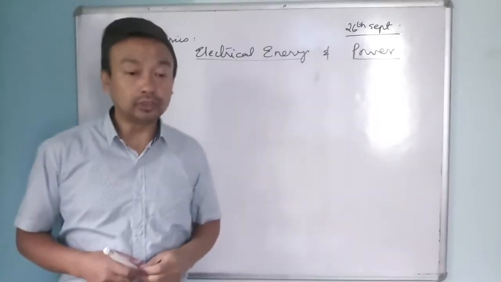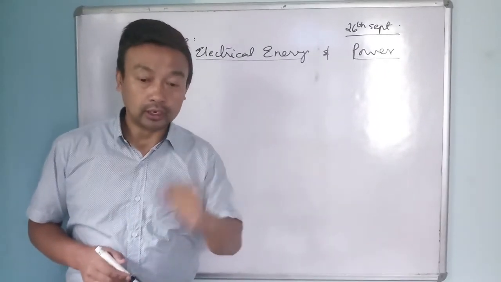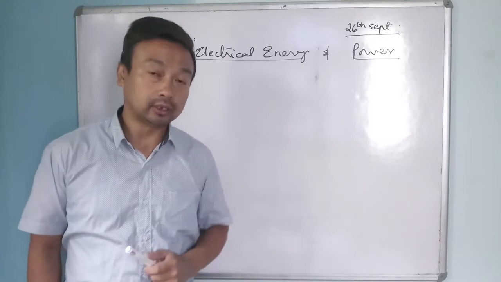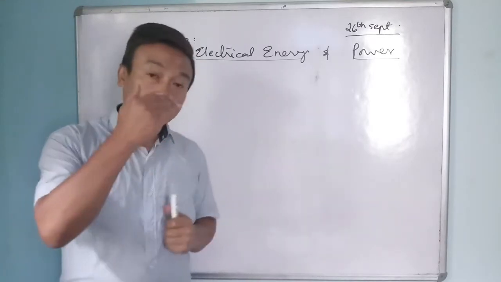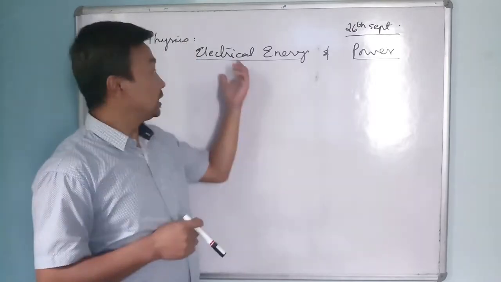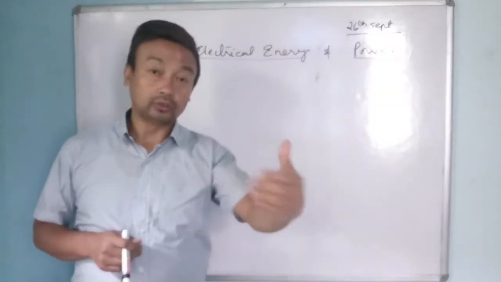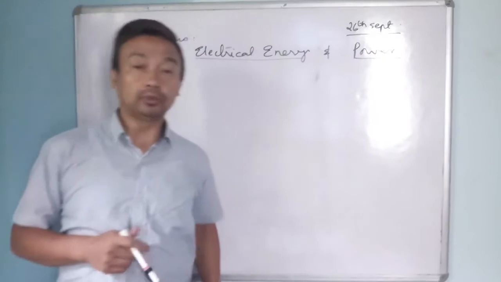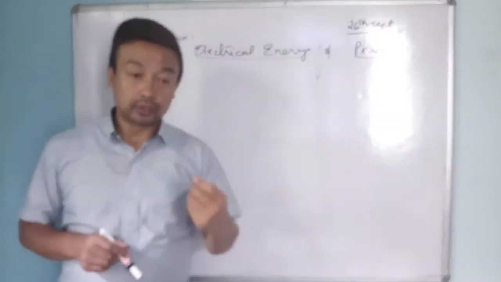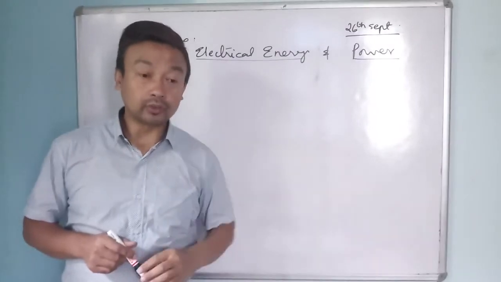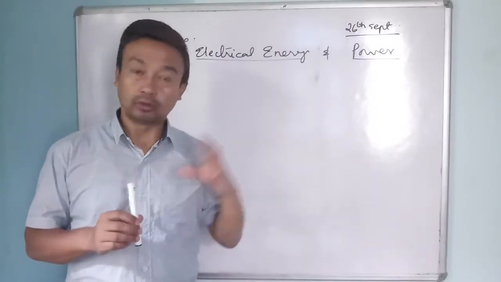Electrical energy has many instances. You can see in your textbook, on page number 207 or 208, some of the examples where electrical energy is converted into different forms of energy. For example, let me give one example of how electrical energy is converted into sound energy in the case of a microphone and a loudspeaker.